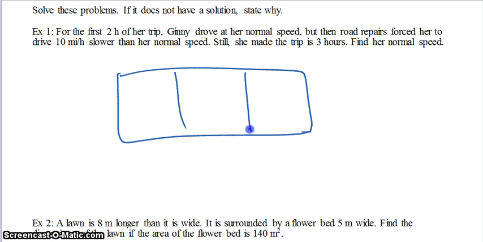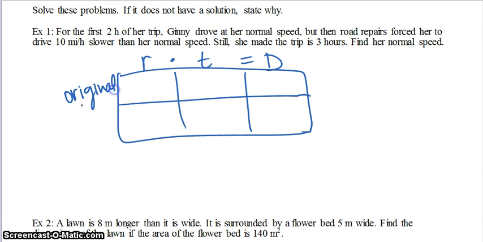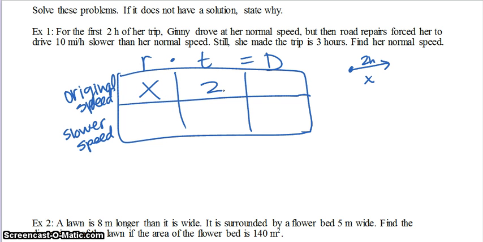Okay, so we're going to start our chart just like we always do: rate times time equals distance. And we're going to start with her original speed, and then her slower speed. Jenny started here and she went for 2 hours at her normal speed of something. Her rate, her original speed, we don't know, that's our x, but we know she drove for 2 hours. So that would give us 2x over here.